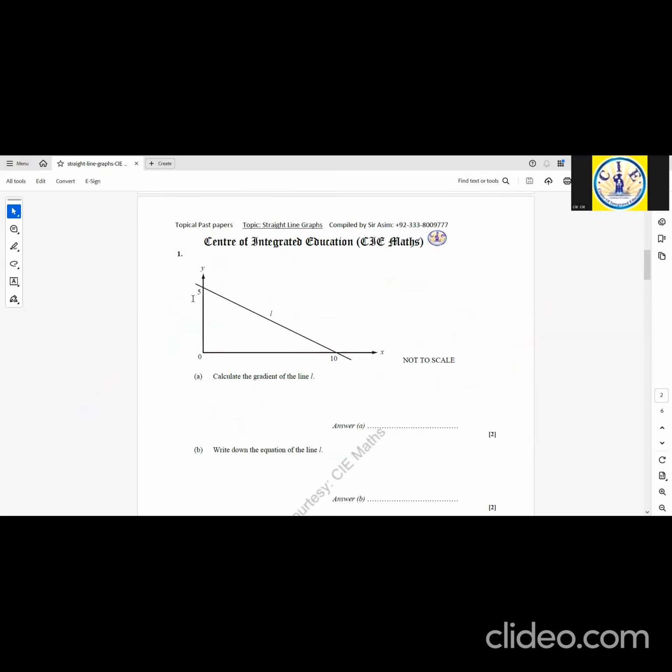Okay, now I come towards solving these questions. Question number 1: calculate the gradient of the line L. Again, as we discussed, we need to choose 2 points on the given line. Let the first point be this one. The coordinates of this point are 0, 5, because its x coordinate is 0 and y coordinate is 5, and the coordinates of this point are 10, 0. So we have these 2 points, and we are required to find the gradient.